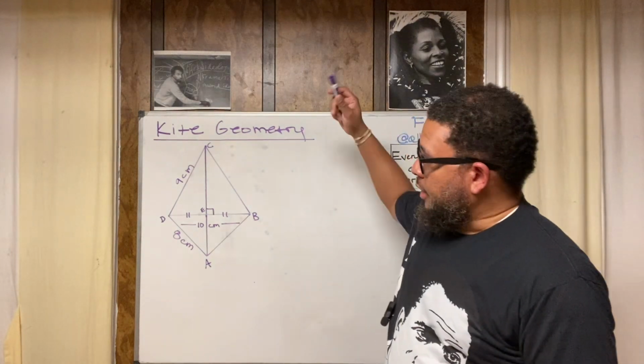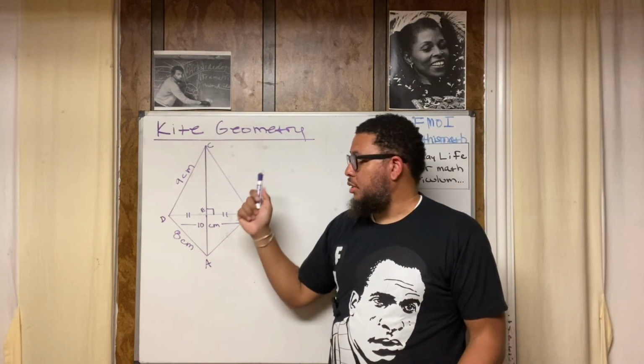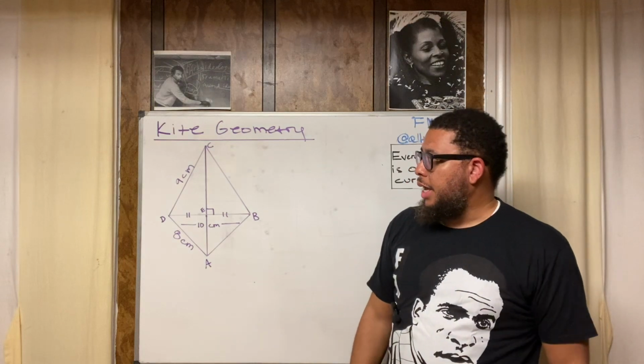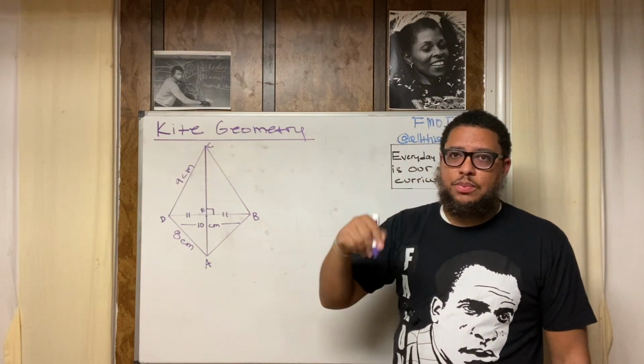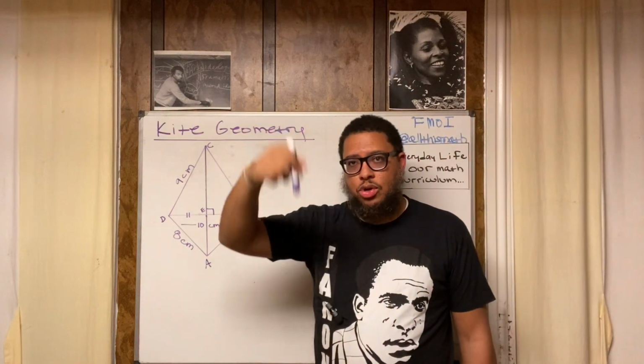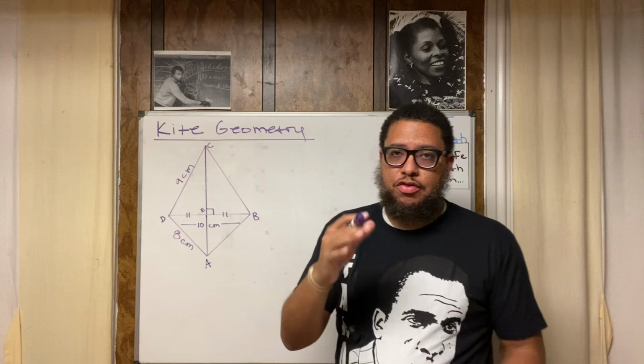All right, now, this problem we're about to get into is about kite geometry. All right, so this is a kite. That's what a kite looks like. There's a question that we're going to answer that I did not write on the board, but you can find the question written in the notes underneath the video. So I'm going to read it out loud and read the information out loud.